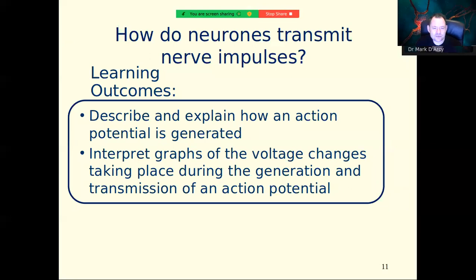So now I'm going to describe and explain how an action potential, a nervous impulse, is generated, and show you a few graphs that I will not go into too much detail with. I don't want to overwhelm you with information, but I will summarize these graphs. They sort of explain what's going on in a neuron when it's resting and when it fires an electrical signal.